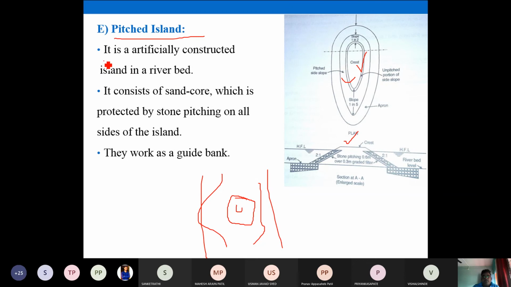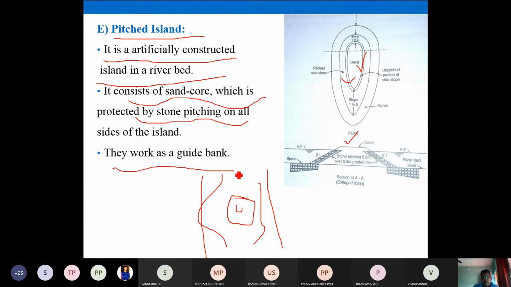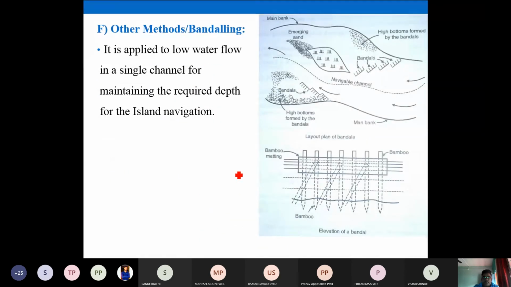A pitched island is an artificially constructed island in a river bed. It consists of a sand core which is protected by stone pitching on all sides of the island, and they work as a guide bank.